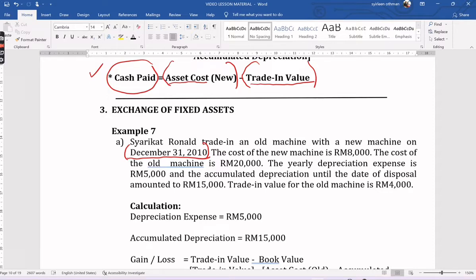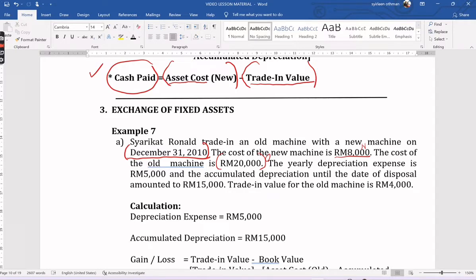The cost of the new machine is 8,000. This is the price of the new machine. The cost of the old machine is 20,000. This is the price of the old machine. It looks like the old machine is more expensive, so there is no need to pay.